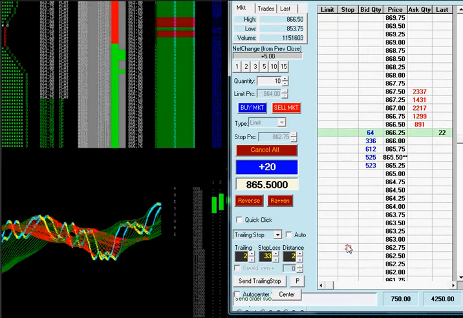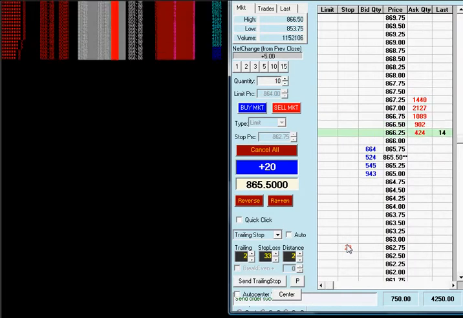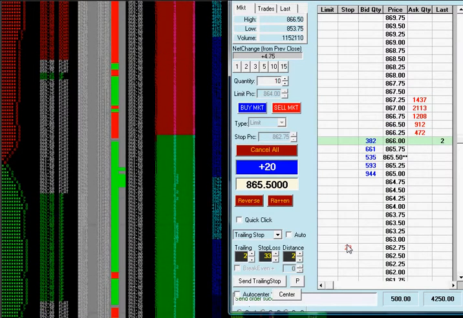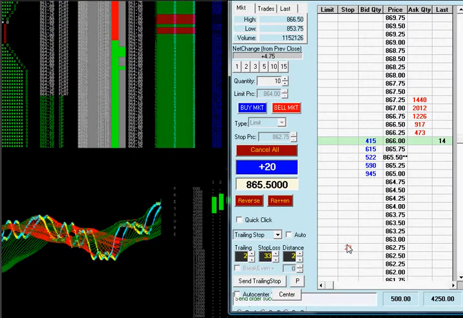Okay, so for those of you who missed part one, just to give you a little background on why I decided to take this trade and why we're in it, why I have 20 contracts instead of 10. I had a buy long position just over the high of the day. As that high was broken, making a new high at 865.50, my order was picked up.